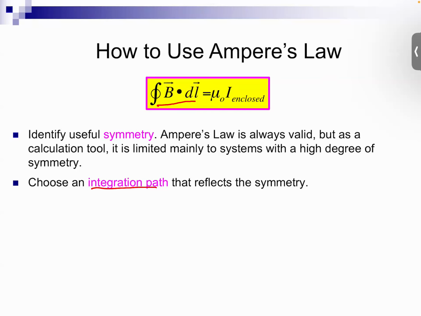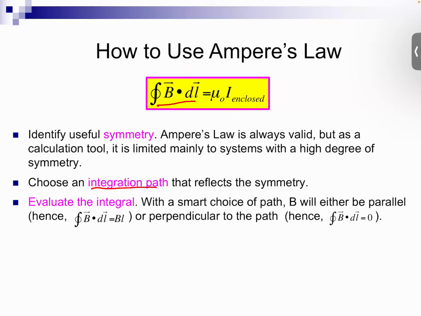That encloses the current, because usually currents flow through a wire and the wire is cylindrical. We know that the magnetic field forms circles around the wire, and that's why the symmetry that encloses the currents in the wire is a circular path. So we will usually use a circular path to evaluate this integral here.